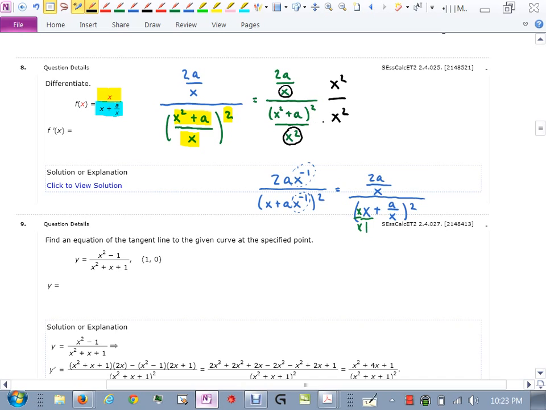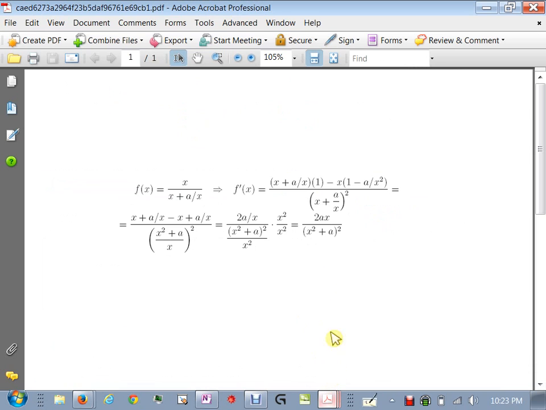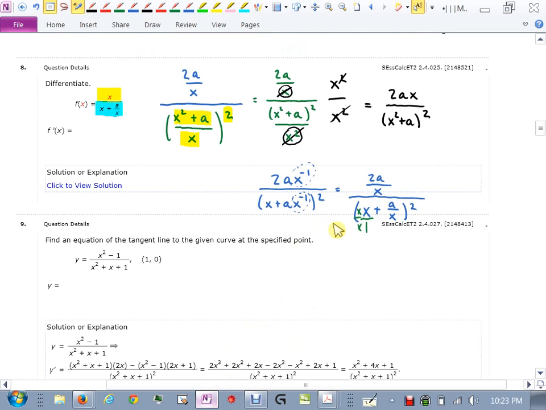What happens down the bottom is this x squared cancels out with this x squared. And then one of these x's cancels out with one of those x's. So I'm still left with an x up here on the top, which combines with my 2a to give me 2ax. And then over, the only thing left on the bottom is the x squared plus a squared. And that, I believe, is what they had. Let's see. There it is, 2ax over x squared plus a quantity squared.